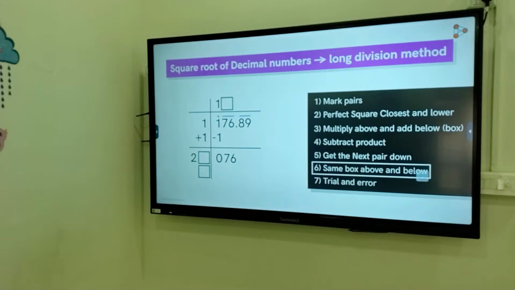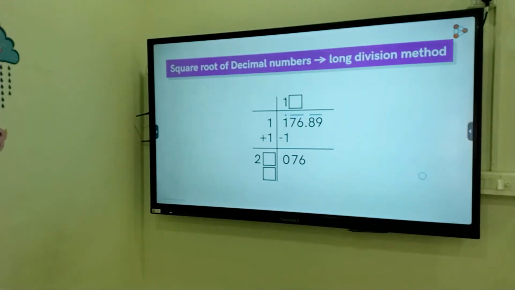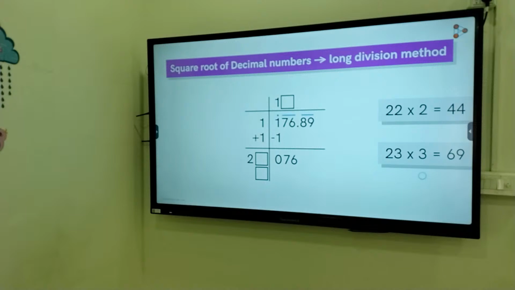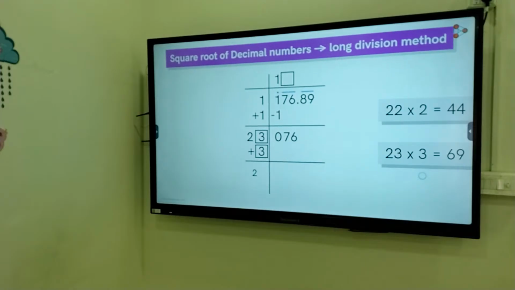As we've seen in the previous videos, the digits contained in these 3 boxes will be the same. And to find that digit, we will use trial and error. So, on trying with number 2, we get the product of 22 and 2 as 44, which is very less than 76. So, we will try the number 3. On doing so, we get the product of 23 and 3 as 69, which is the closest to 76. So we add 3 and 23 to get 26, and subtract 69 from 76 to get 7 as the remainder.